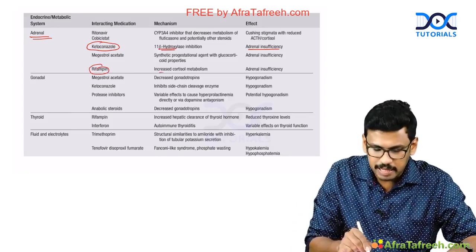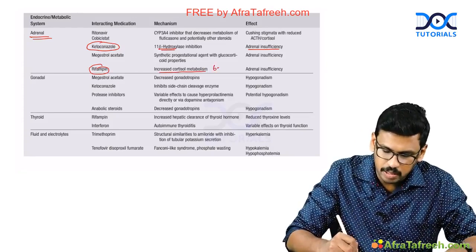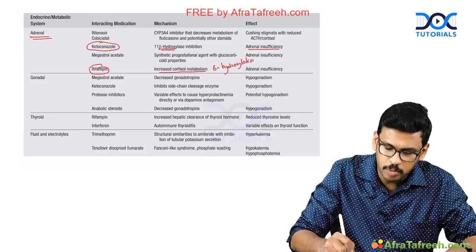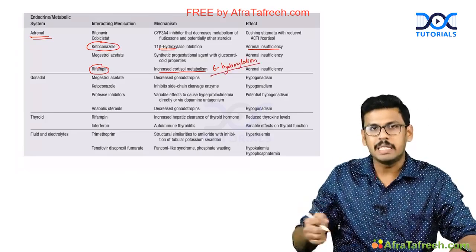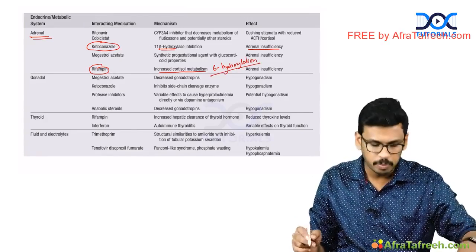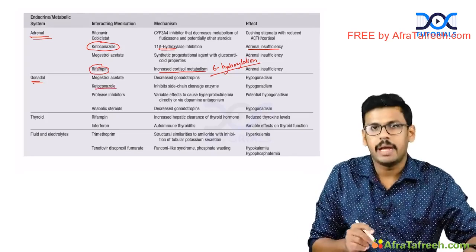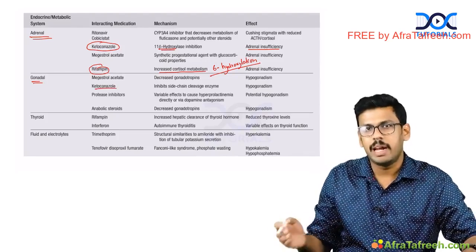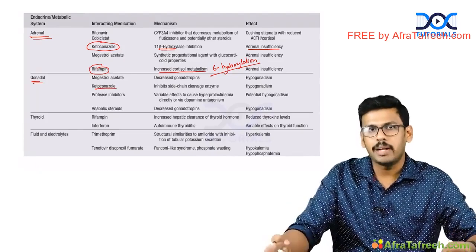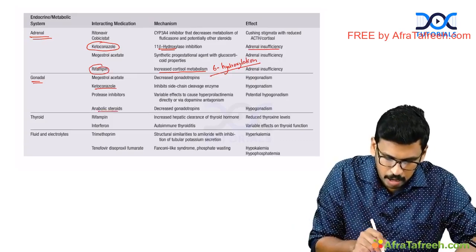Rifampicin increases the cortisol metabolism, specifically the 6-hydroxylation. The hydroxylation at the 6-beta position is stimulated by rifampicin, thereby it increases the clearance of cortisol. So these are the two important medications that you need to know. Now, gonadal, again, ketoconazole inhibits the 17-20 lyase enzyme as well as the side chain cleavage enzyme. So the production of the gonadal steroids is also reduced, and also the anabolic steroids and megestrol.